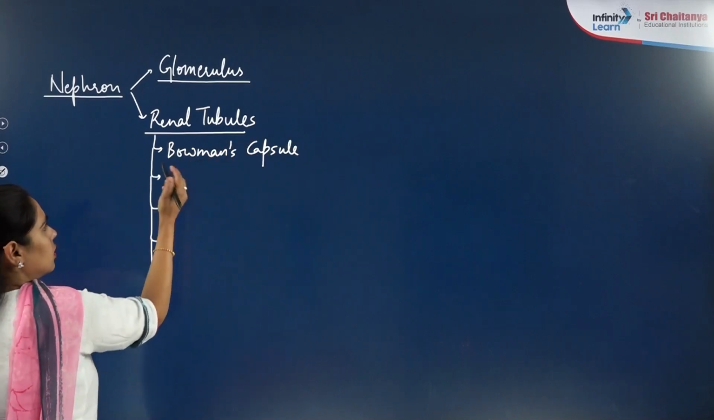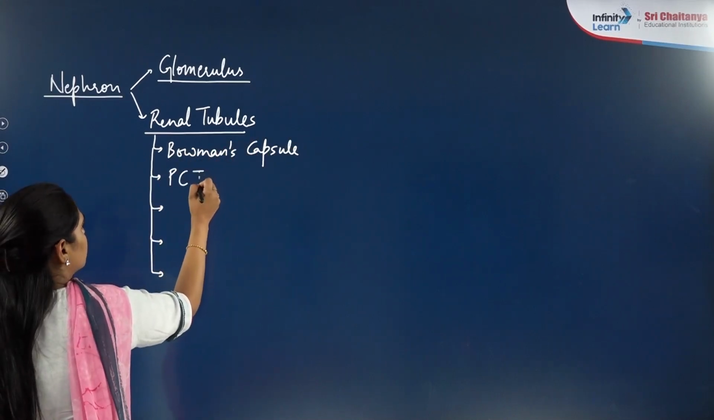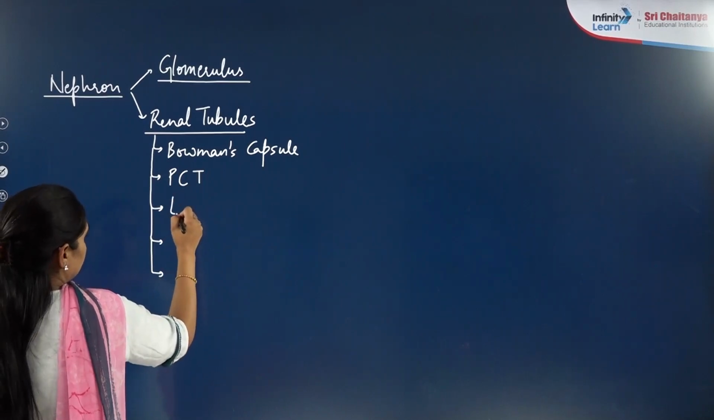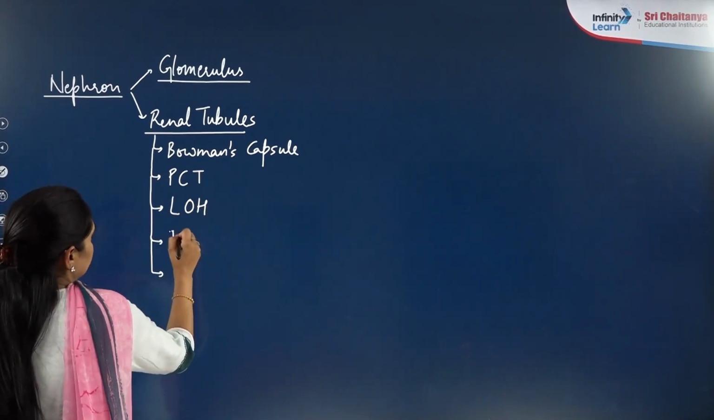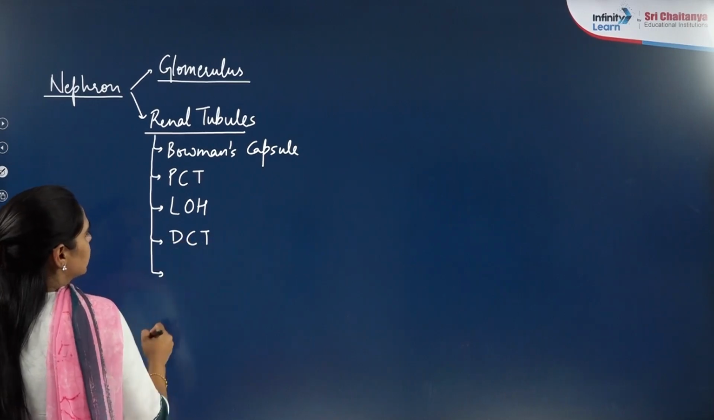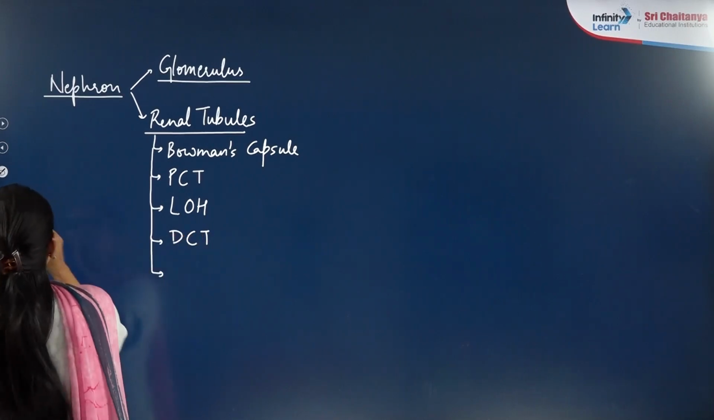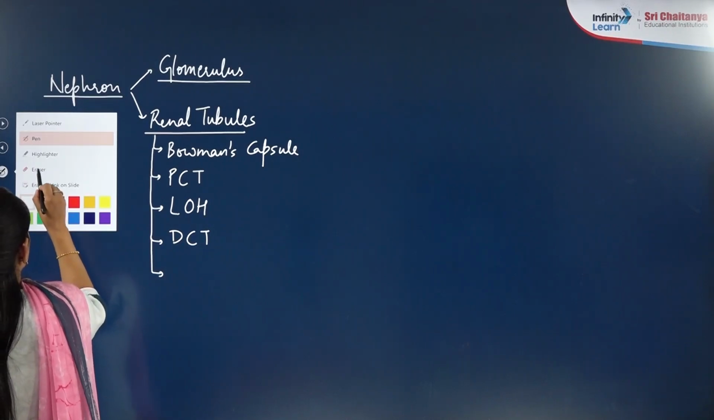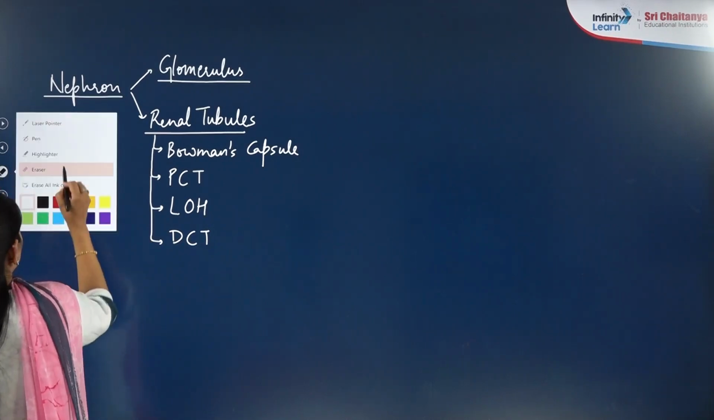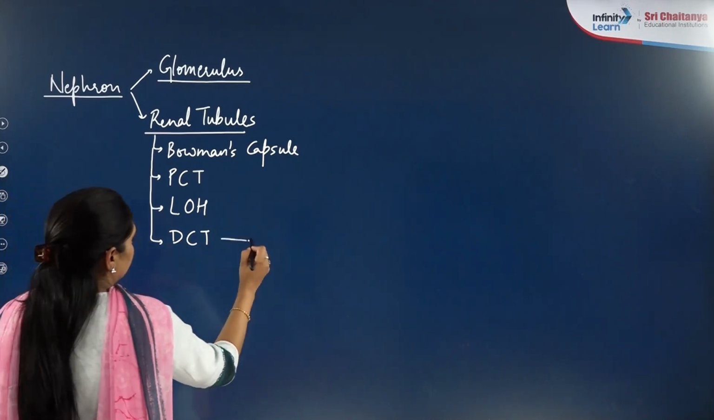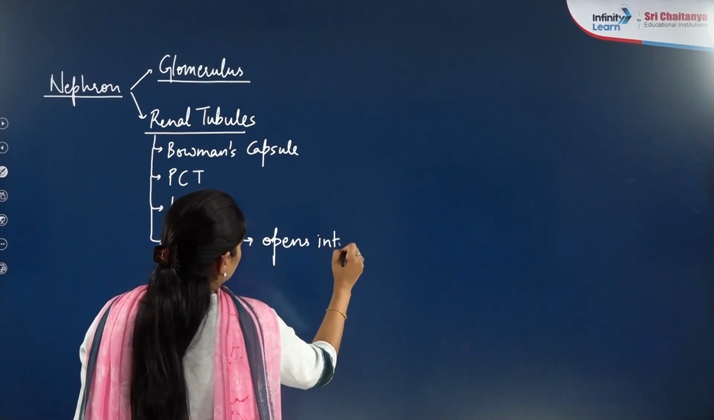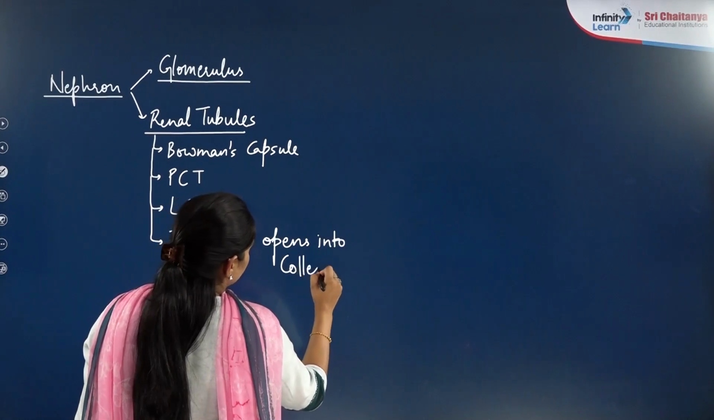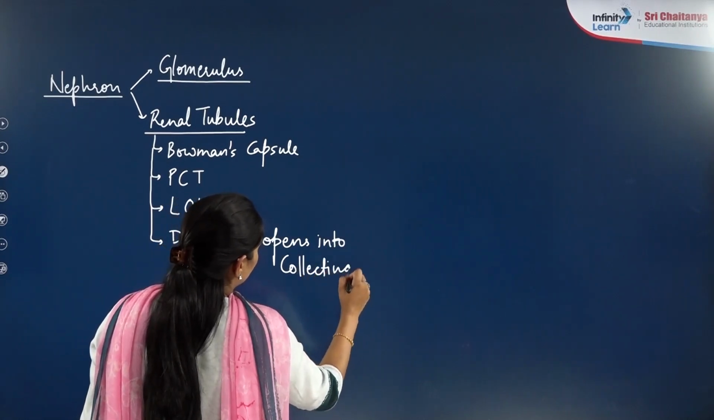After Bowman's capsule, there is the proximal convoluted tubule, PCT. Then there is the loop of Henle. Then there is the distal convoluted tubule, DCT. And then DCT is opening into the collecting duct. But there is a very, very important thing which I will tell you.